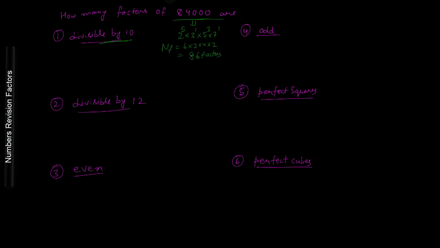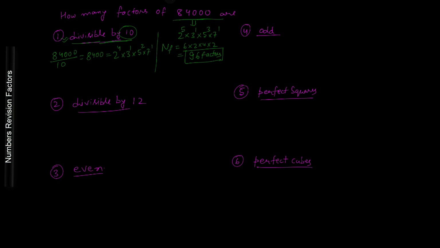So first let's understand the question. Out of these 96 factors, how many are divisible by 10? How do we do that? The simplest process, whenever you have to find the number of factors divisible by something, divide the given number by this number. So it is 84,000 divided by 10. You will get 8400. Or you could have taken the factorized form and divided. Now factorize 84,000 and find the number of factors of this. So 8400. If you factorize 8400, it is 2 to the power 4 into 3 to the power 1 into 5 to the power 2 into 7 to the power 1. Find the number of factors of this.